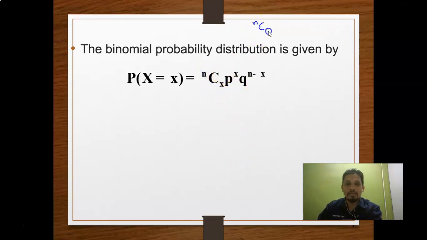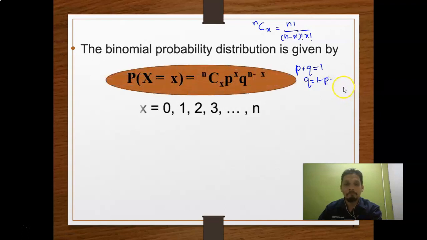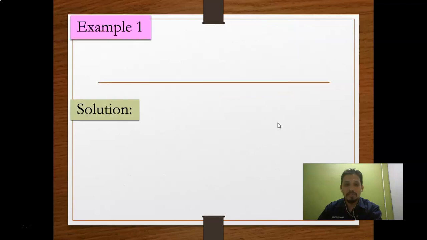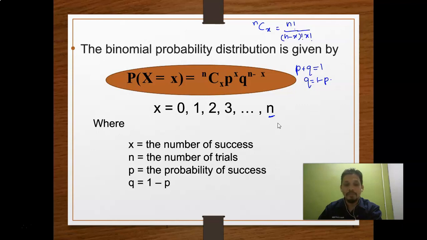P(X = x) = nCx p^x q^(n-x), where nCx is n factorial divided by (n minus x) factorial times x factorial. P is the probability of success and Q is the probability of failure. So P plus Q equals 1, then Q equals 1 minus P. x is the number of successes, from 0 until n. So n is the number of trials, P the probability of success, and Q the probability of failure, where Q equals 1 minus P.